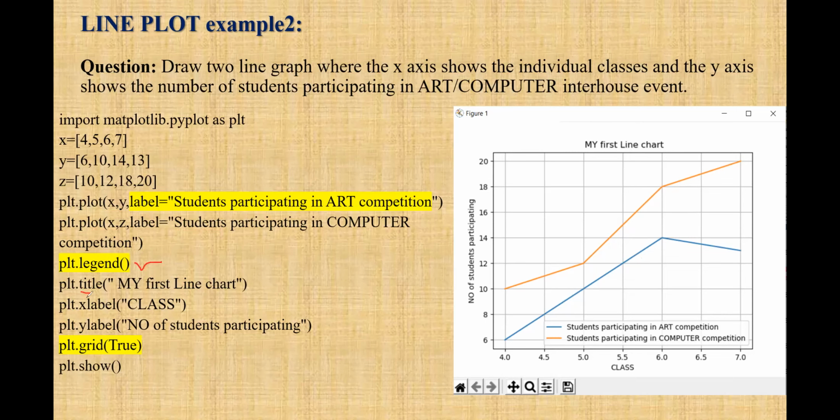Rest, title is there, X label is there, Y label is there. I've also shown you with the grid. This is how with the grid it's going to come. And then the most important common thing, plt.show. Okay. So this is how I get this particular thing. Now moving further, we try to do one more question.